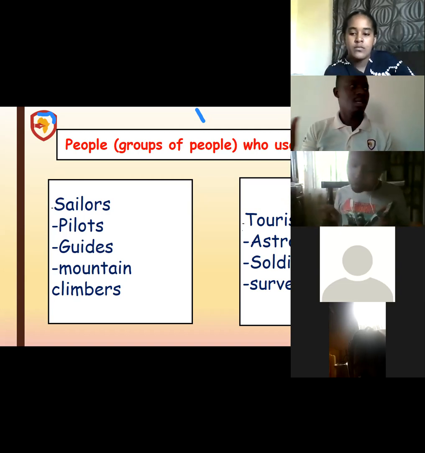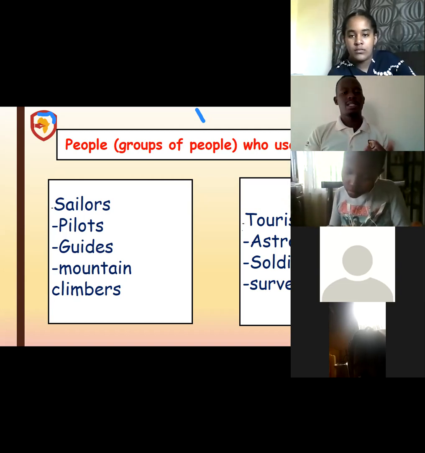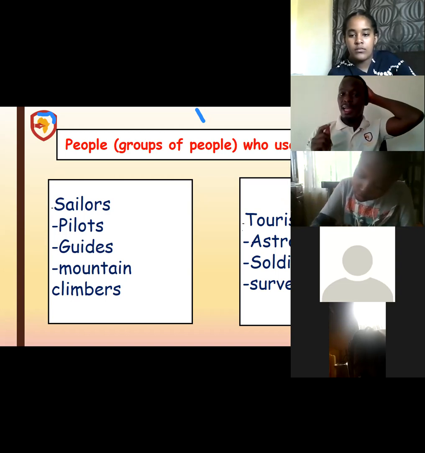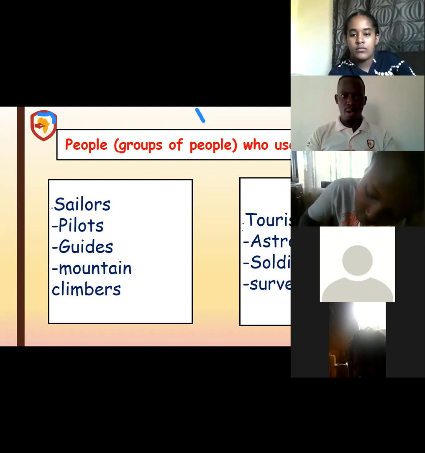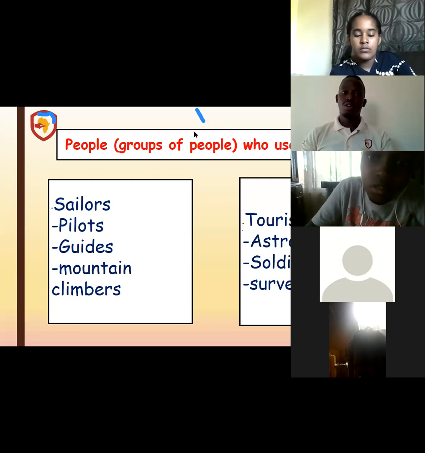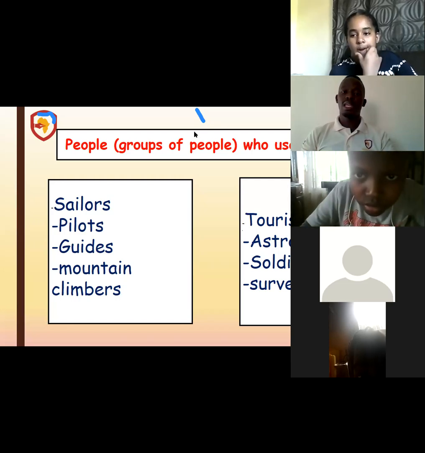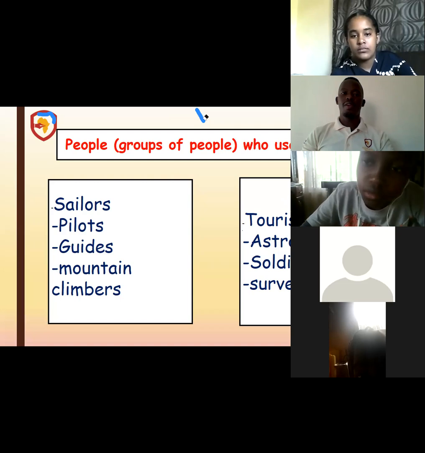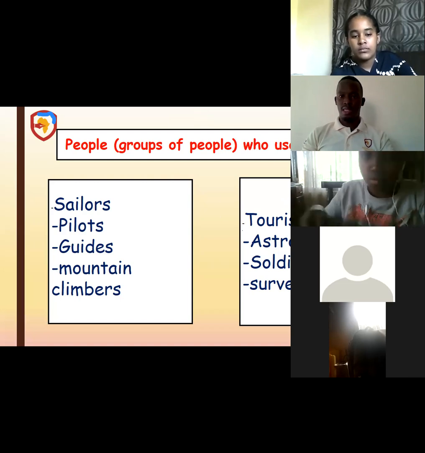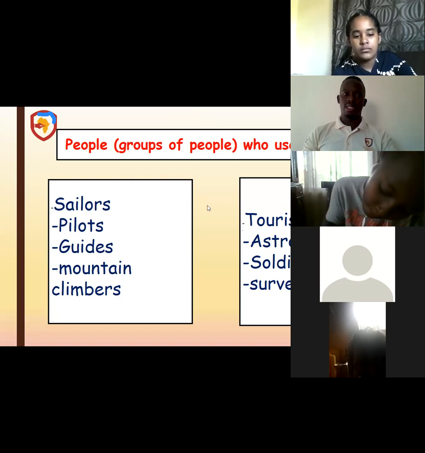Those groups of people use a compass in their daily work. How is a compass important to these people? A compass helps them to find direction of places where they are going. Because as you can see, most of these people are travelers. They are traveling, they are going here and there, isn't it? So a compass helps them to find the direction of places where they are going, since those people are travelers.